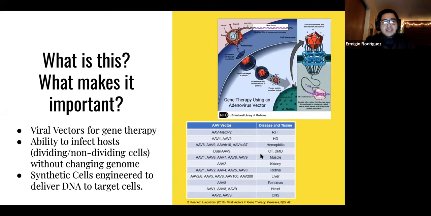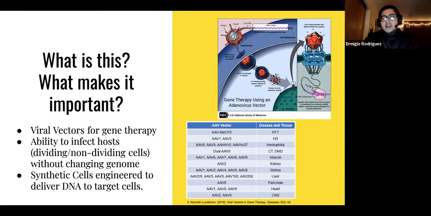And figure 2 down below, it shows the different types of viruses and corresponding uses of each one. The virus specifically in this research is going to be AAV9, which you could see in the list is helpful for hemophilia, CT, DMD, muscle tissue, heart tissue, as well as CNS. These are just some of the AAVs that are currently being used, but there's always room for improvement, as well as new ways and new modifications to do new research.